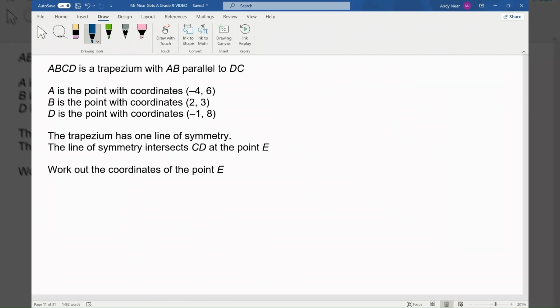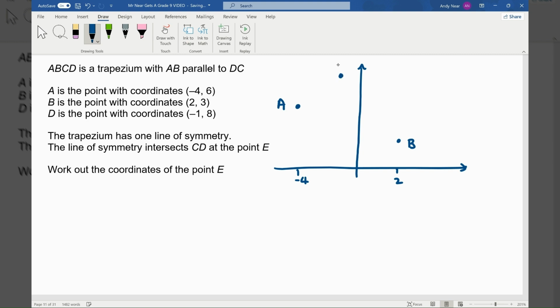So ABCD is a trapezium and AB is parallel to DC. So we're given some points. I always think it's best to have a little sketch so that I can see what's going on. The point A has coordinates of minus 4 and 6, and so is going to be in here somewhere. The point B has coordinates 2, 3, so 2, 3 is going to be in here somewhere. The point D has coordinates minus 1, 8, and so is going to be up here somewhere.